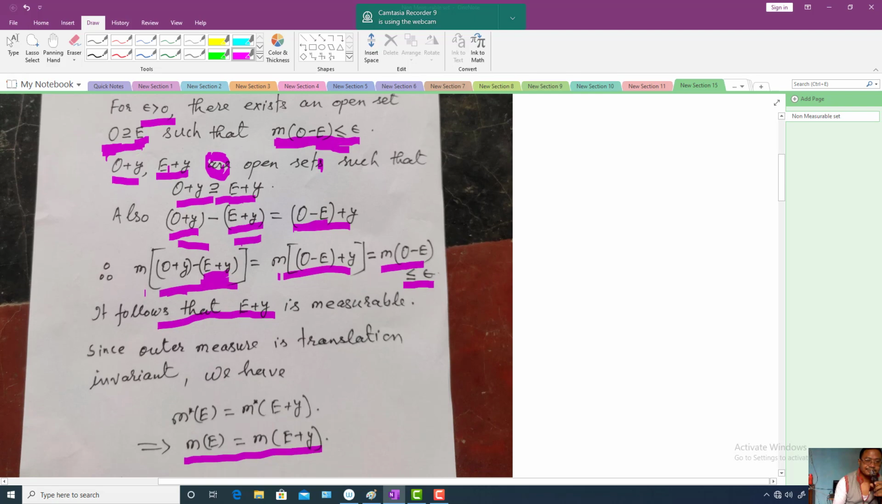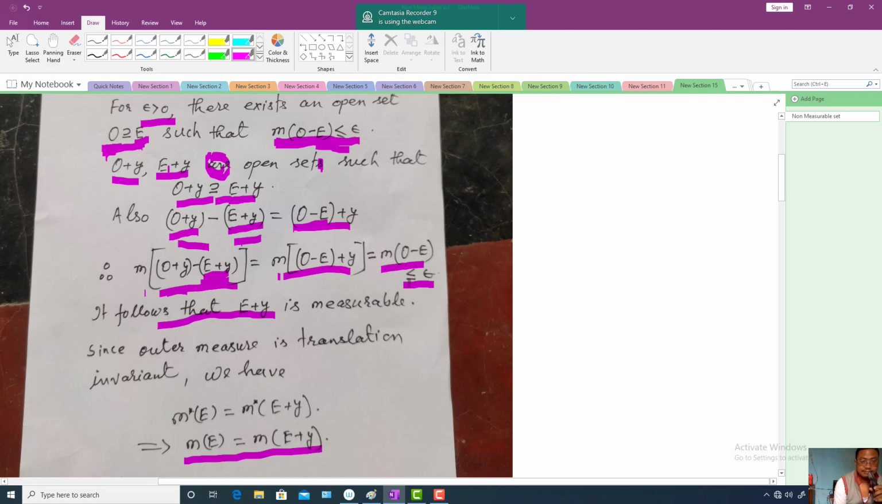Okay, and then let us see. Here I drop m star because ultimately E plus y is going to be measurable. So O plus y difference E plus y, because of equality of these sets, has measure equal to the measure of O difference E plus y. Again here also I drop m star. This is equal to what?